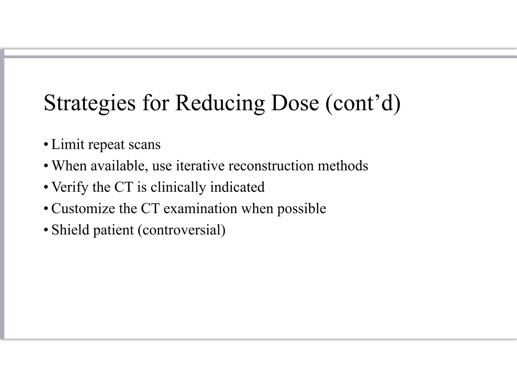All right, strategies for reducing dose continued. We want to limit the repeat scans. This is kind of the no-brainer one. The iterative reconstruction methods I already mentioned. Verify that the CT is clinically indicated. This is one of the reasons why I check patient blood pressure prior to CT scanning. Patient has a headache. Do we need to do a CT scan? Well, what's their blood pressure? That's a good question. I've had patients come in for CT of the head for headache, and for whatever reason, the ordering physician's office never checked their blood pressure. So make sure that we're actually doing the right exam prior to scanning, and then customize the CT exam to the patient's needs whenever possible.